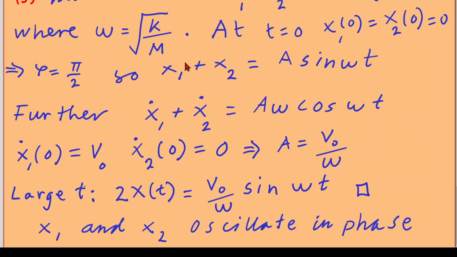And at large times, those x1 and x2 must be equal. So then you have 2x, right? And the a is that. So you have, here's the amplitude, and sine omega t. So we have solved the problem simply. And after a while in this system, x1 and x2 will oscillate back and forth in phase.